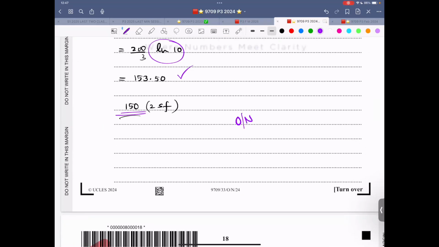So October/November 2024, variant 33, done and dusted. February/March 2025, variant 32 was already done before. So signing off for P3 for this particular academic year.